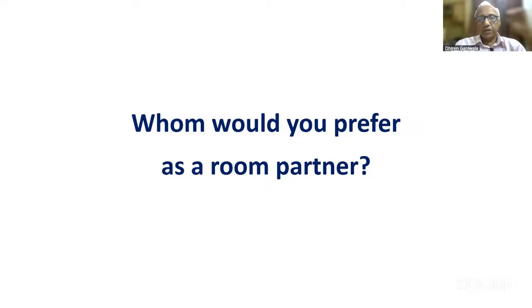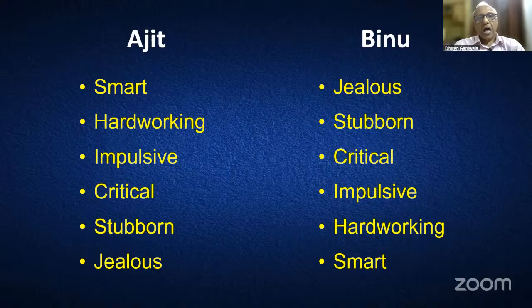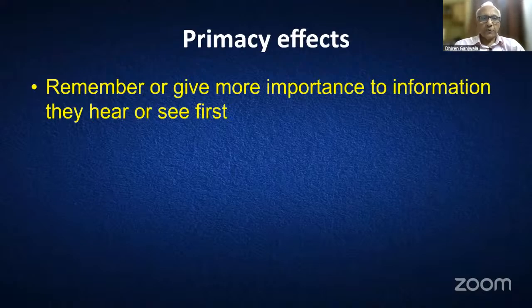Most of the people would consider Ajit as a room partner. But if you look carefully, all the 6 criteria which have been given for both the candidates are the same, except they are in a reverse order. However, because we hear about Ajit as a smart and hardworking person first, we decide to go ahead with that person. So that's called the primacy effect. We remember or give more importance to the information that we hear or see first. So that is again a thinking trap.